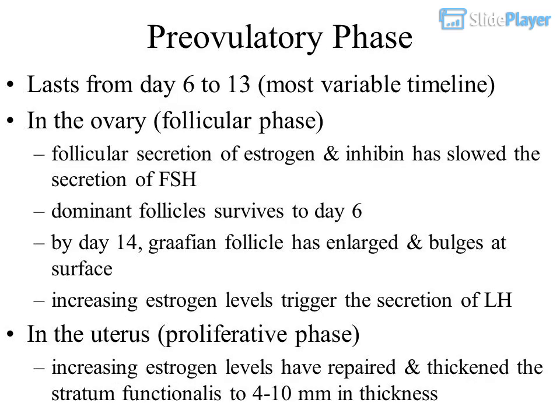Preovulatory phase lasts from day 6 to 13, the most variable timeline. In the ovary, follicular phase. Follicular secretion of estrogen and inhibin has slowed the secretion of FSH. The dominant follicle survives from day 6. By day 14, the Graafian follicle has enlarged and bulges at the surface. Increasing estrogen levels trigger the secretion of LH.